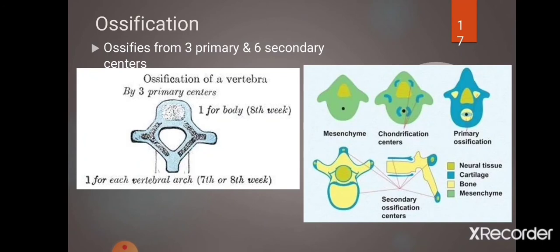Now the ossification. It ossifies from 3 primary centers and 6 secondary centers. The 3 primary centers appear at the 8th week of intrauterine life, and the 6 secondary centers, one for each vertebral arch, arise at the 7th or 8th week of intrauterine life.